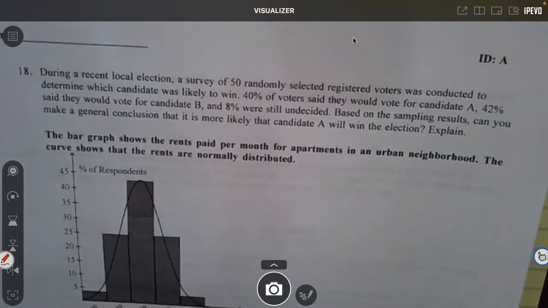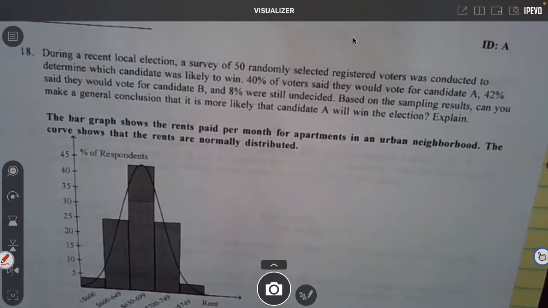Okay, another word problem. I was thinking, does 18 go with underneath it? No, this is its own problem.